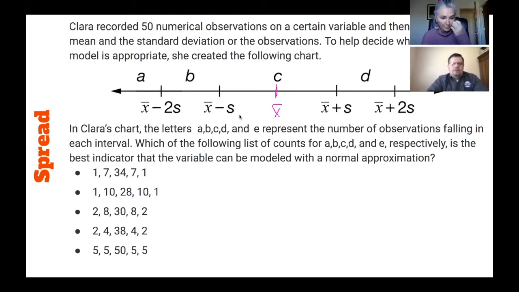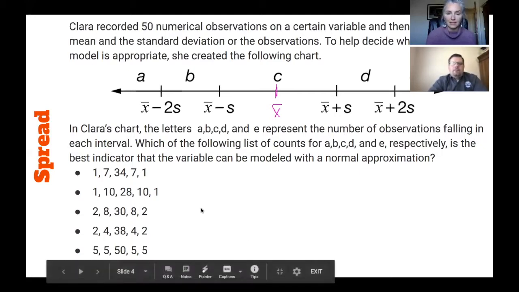Right. So it says, in Claire's chart, the letters A, B, C, D, and E represent the number of observations falling in each interval. Which of the following lists of counts for A, B, C, D, and E, respectively, is the best indicator that the variable can be modeled with a normal approximation? And we're going to come back to this a little later, but we know that there's a certain amount within each of the intervals. Is that okay if I talk about that now? Yeah, or you can talk about whatever. It doesn't matter.